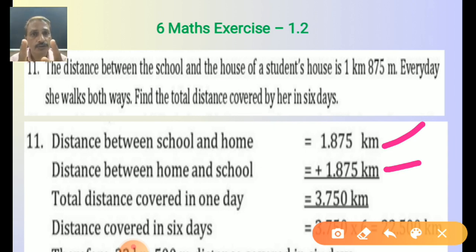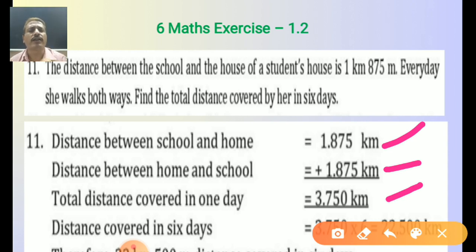Okay? Understood? Good. What we have to do? Total plus. Your total covered distance in one day is 3750 meters. So now how many days are you coming to the school? 6 days. So plus 6 times. But we are not doing plus 6 times. We know multiplication is a successive addition. Simply multiply with 6. Do you want division here?